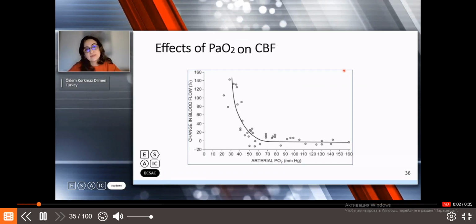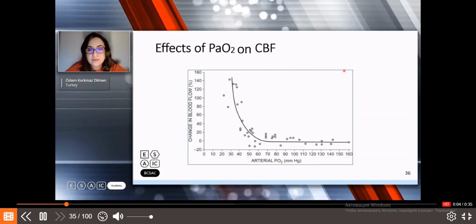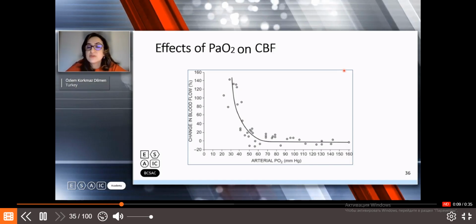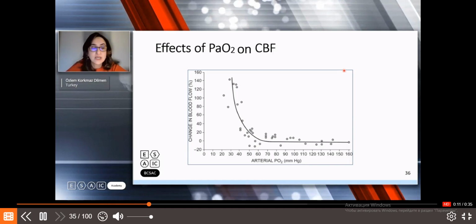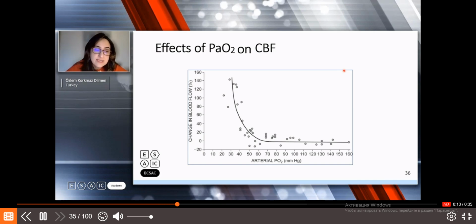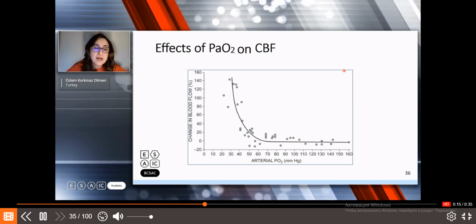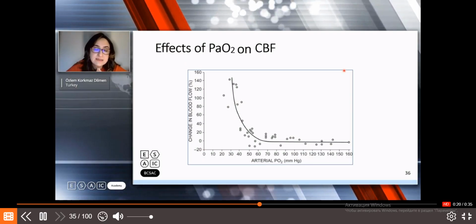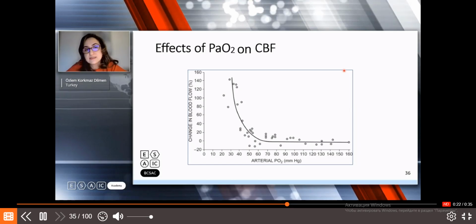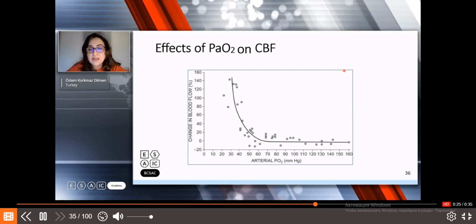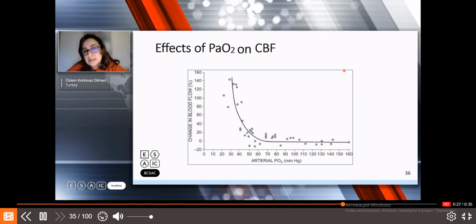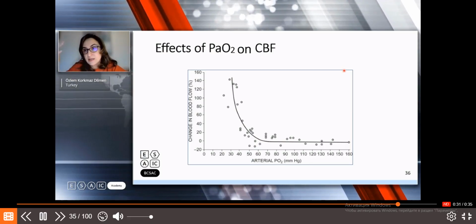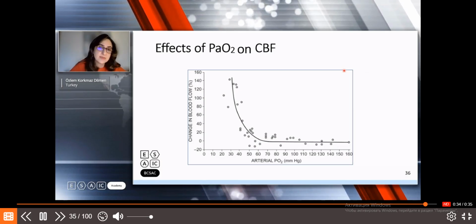Let's look at the effect of PO2 on cerebral blood flow. We always try to keep the PO2 values in a normal range because below a PO2 of 60 mm mercury, hypoxia causes cerebral vasodilation and rising cerebral blood flow and intracranial pressure. On the other side, hyperoxemia causes severe vasoconstriction and it may cause cerebral ischemia.